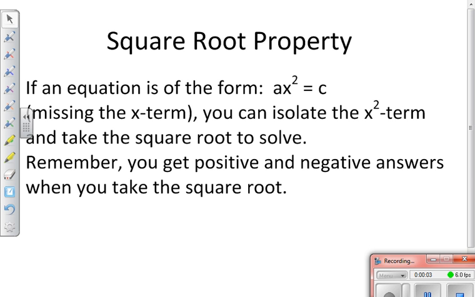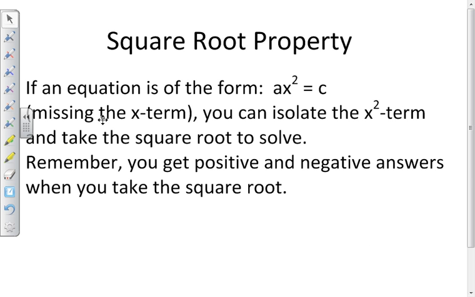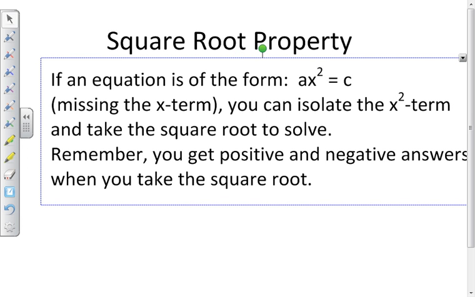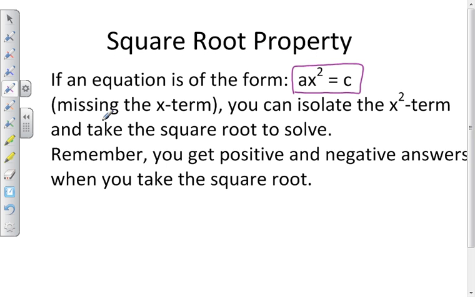Now the square root property is an additional way to solve. It's kind of a shortcut. So if you have an equation that is missing the x term, your only variable happens to be the x squared, you can take a shortcut.